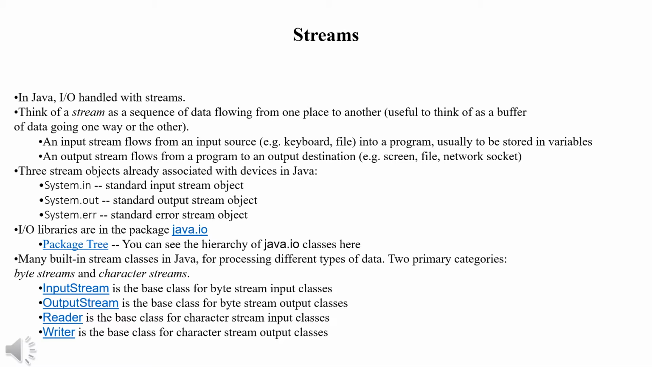So in Java, all of the input-output libraries are stored inside the package java.io. So in a program, in order to use these libraries, you need to keep in mind to import this package. You may be interested to see the classes that exist in this package. Easily, by clicking on this link, you can see the hierarchy of java.io classes.